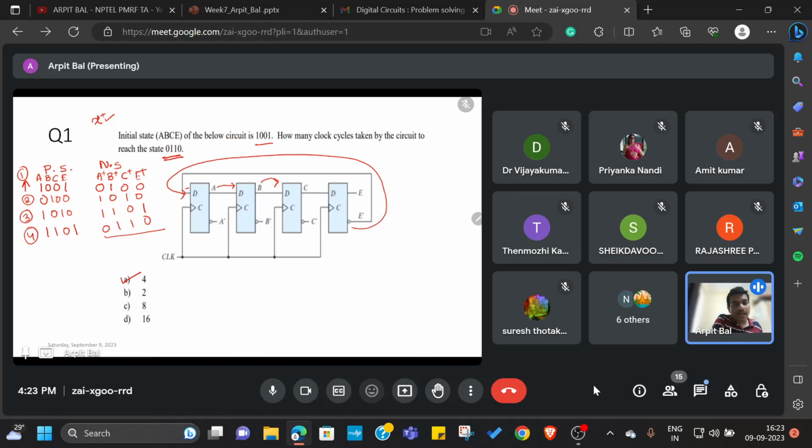It is not necessary that this condition will arise every time. Let's say the initial state is given something different and you have to reach another state. You need to figure it out by making this present state next state table. Try to be comfortable with constructing these tables as quickly as possible, just like the Karnaugh maps, because they are going to be handy when you are solving bigger questions. After constructing this table, we just count the number of clock cycles, and we see that at the fourth clock cycle we arrive at the desired output, that is 0110.